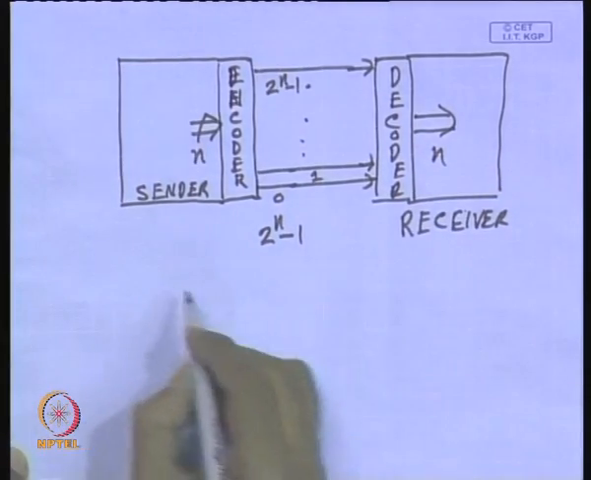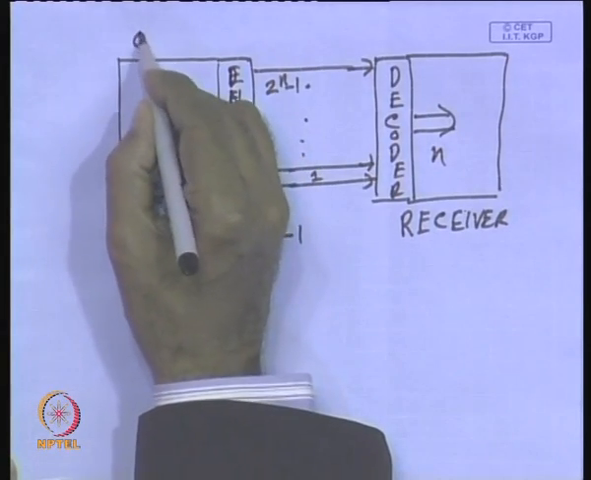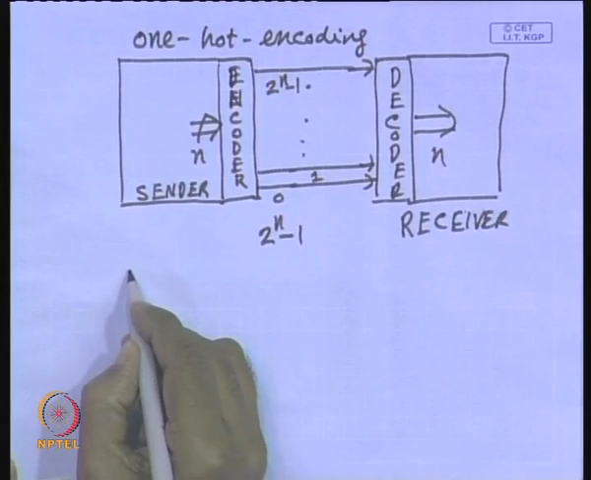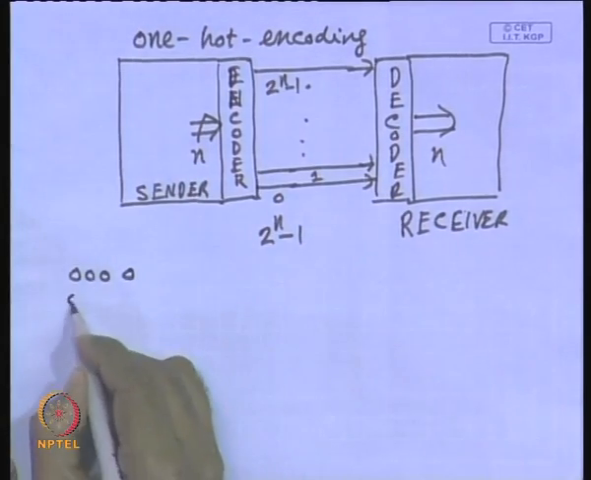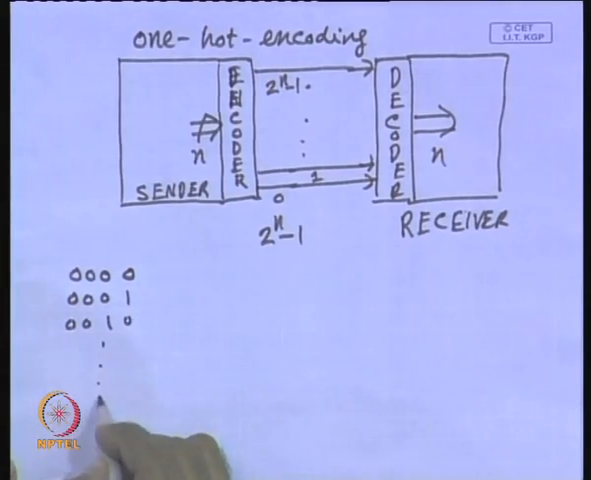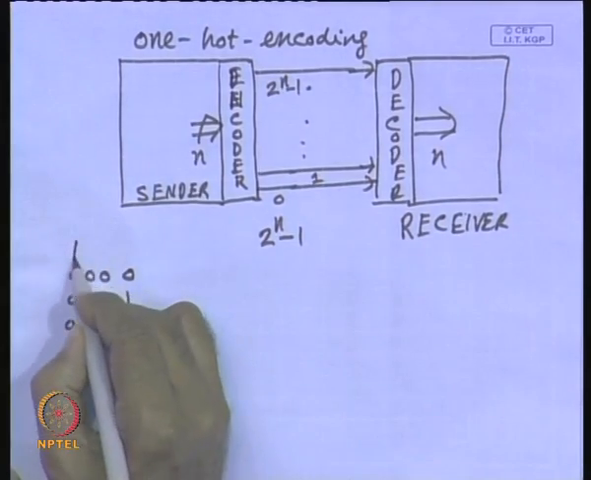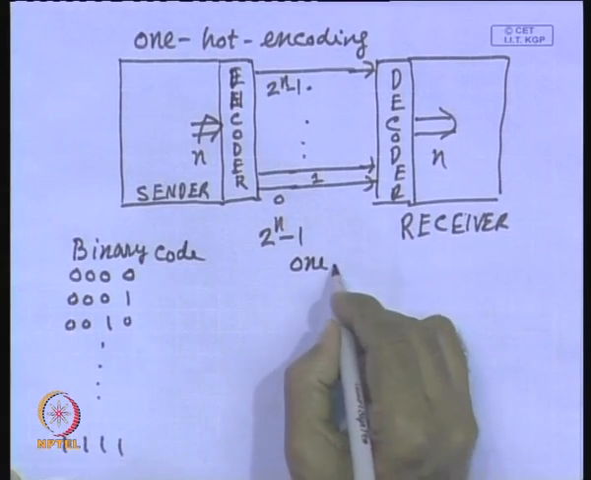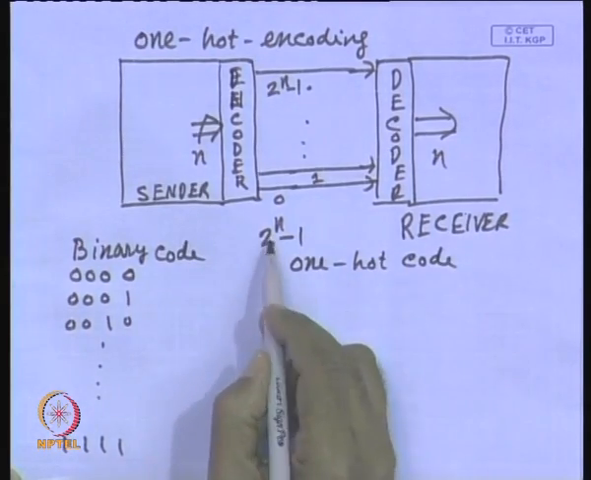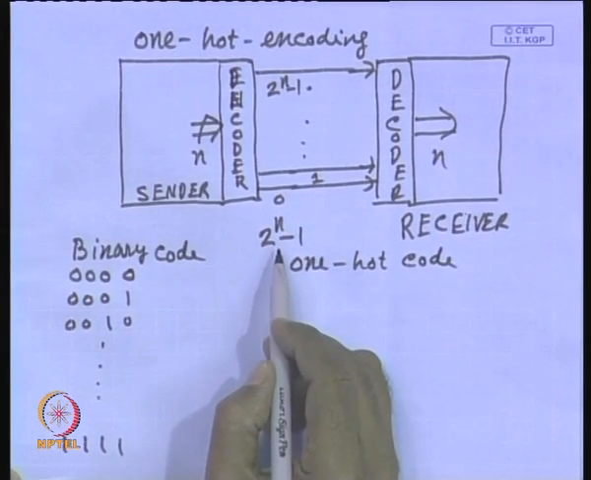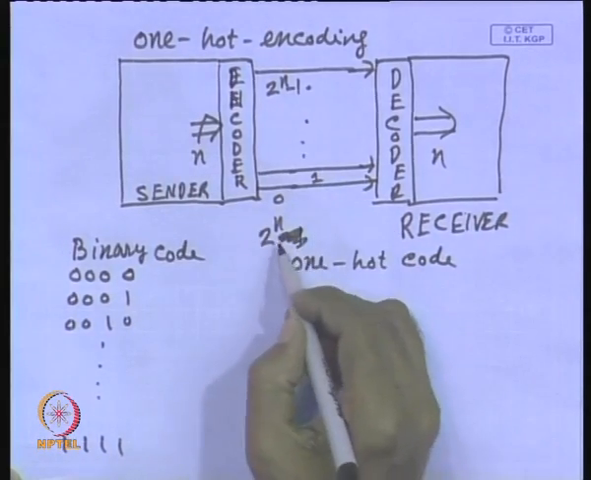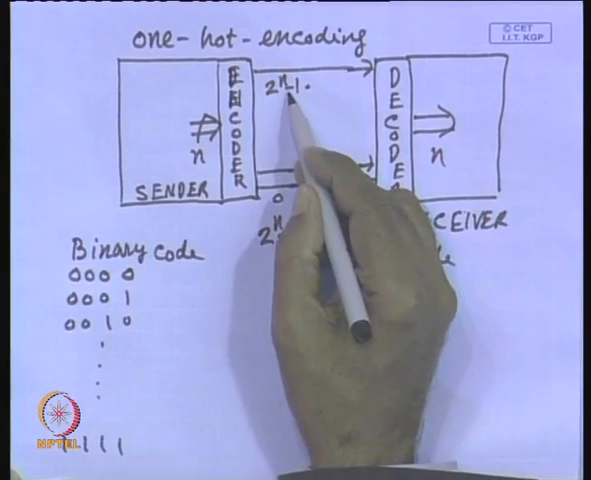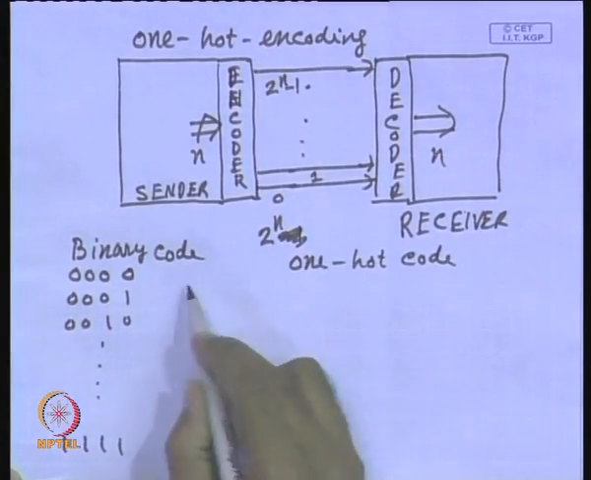How is it working? Let us consider the basic idea behind this one hot encoding. Let us consider 4 bits, say 0 0 0 0, 0 0 0 1, 0 0 1 0, and in this way up to 1 1 1 1. This is the binary code. The one hot code will have 16 bits, that is 2 to the power n. So, the number of lines will be equal to 2 to the power n, that means, in this case it will be 16.